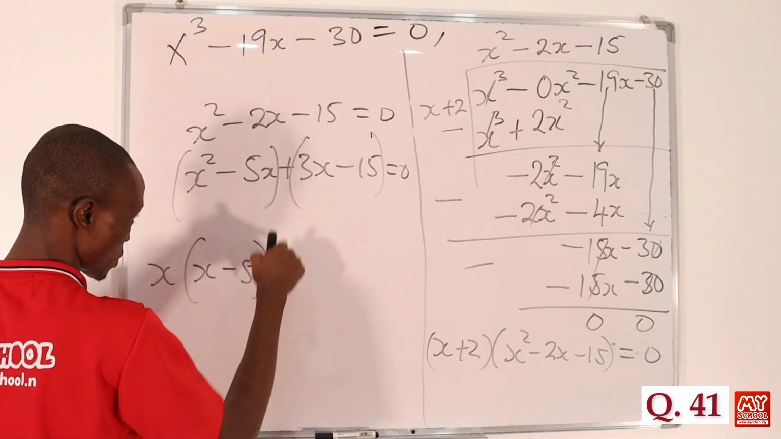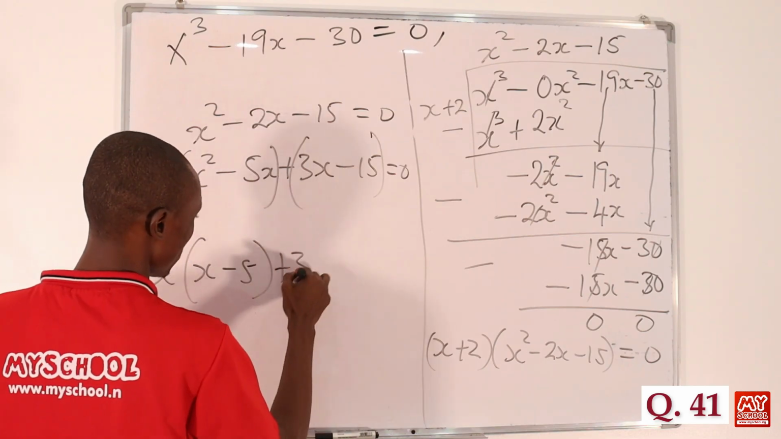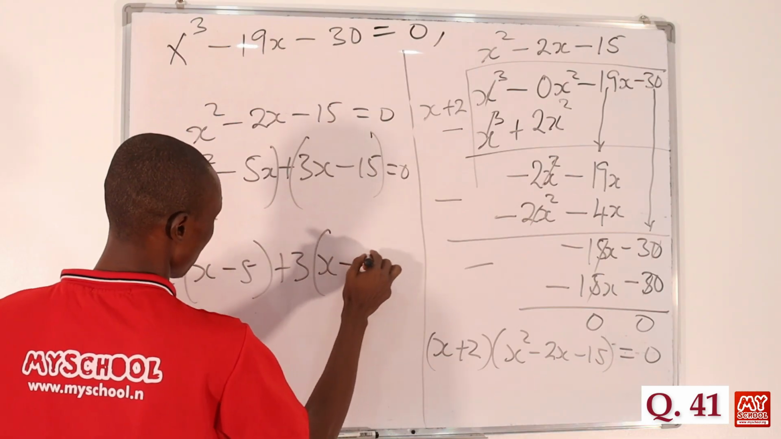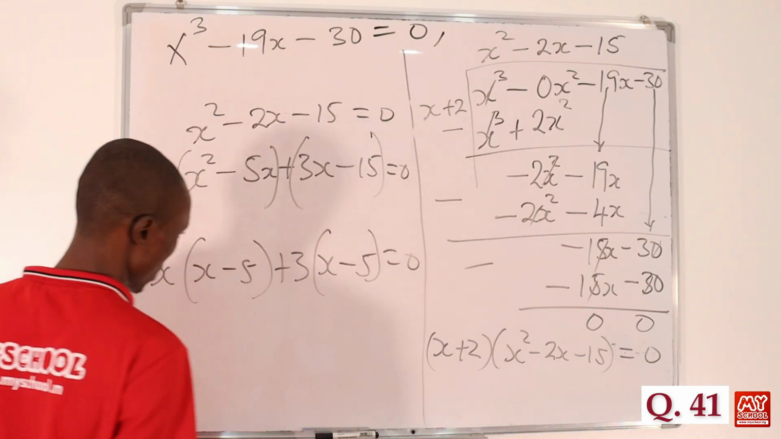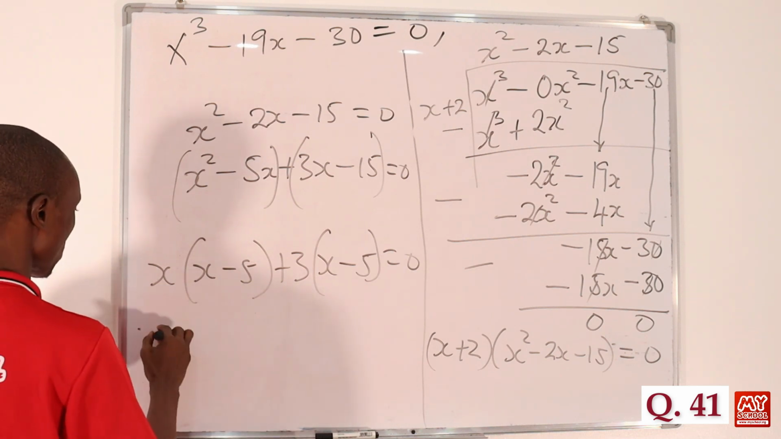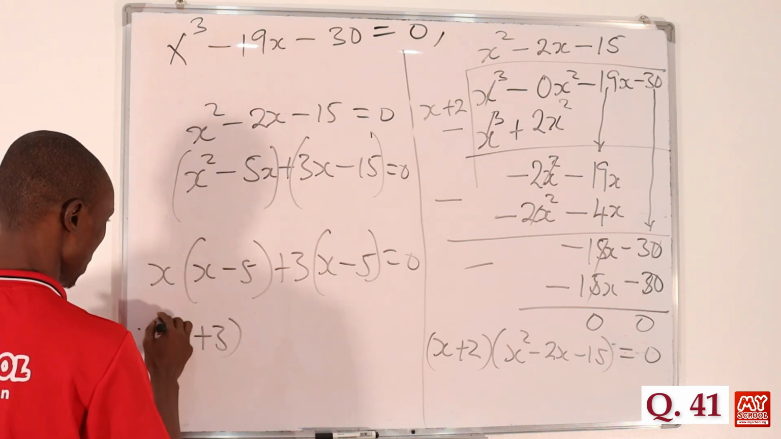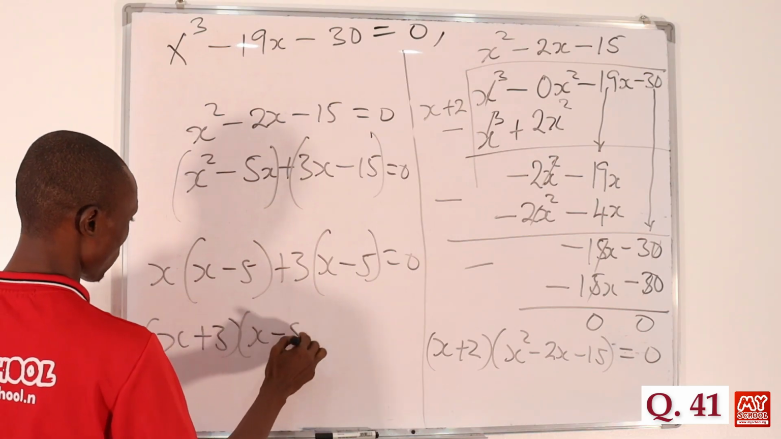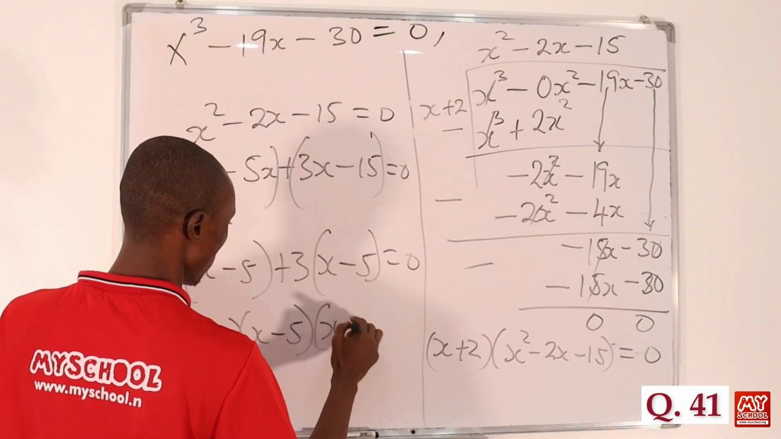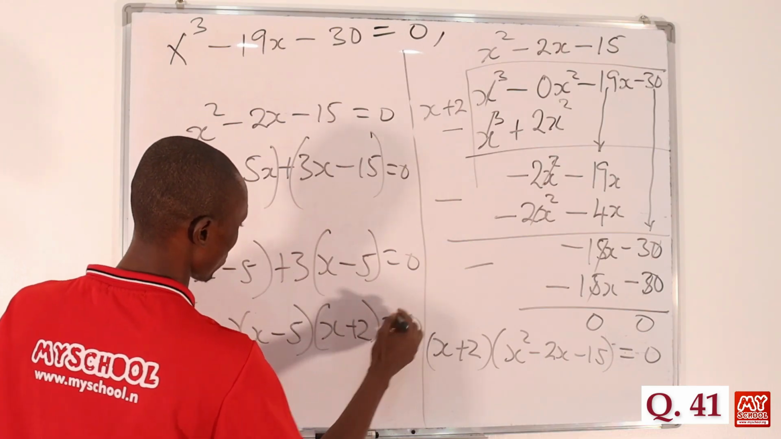So we'll leave our plus here. Then what is common here is 3. So we'll bring it out. And in the second bracket, we'll still be having x minus 5. All is equal to 0. So these two brackets, what we have inside are the same. So we just take one of it. So we'll be having x plus 3 in bracket and x minus 5 in bracket, then including the first factor, which is x plus 2 in bracket, all equal to 0.